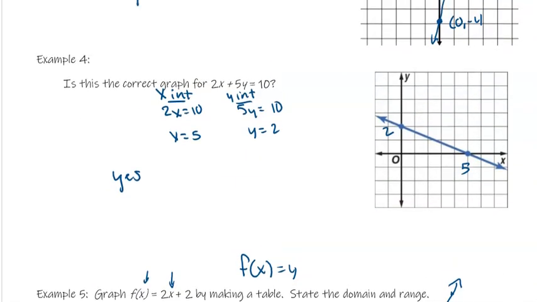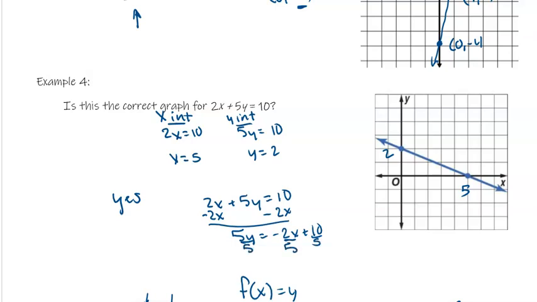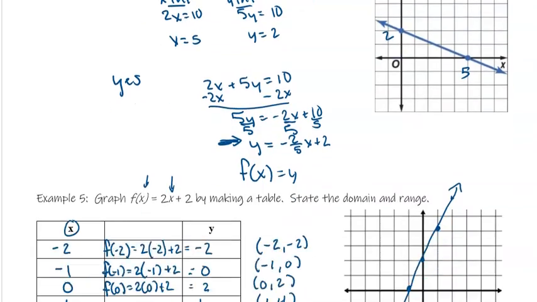Could we have made a table for these? We could have, but we would have had to switch everything around. So 2x plus 5y equals 10. We would have to subtract 2x from both sides. You get 5y equals -2x plus 10. And then divide every single term by 5, everything. And then we could have gotten y equals -2/5 x plus 2. So this and this are identical to each other. They're just different forms.